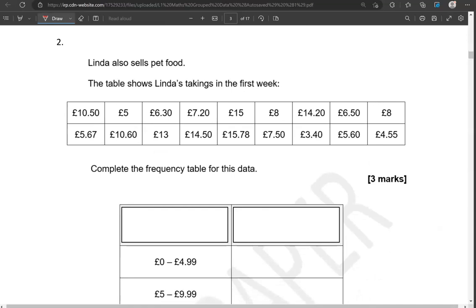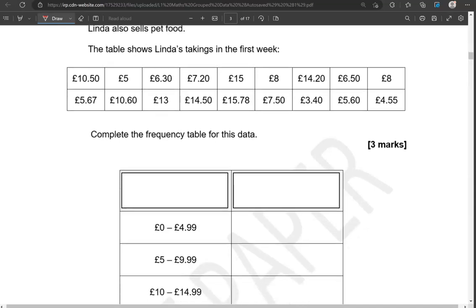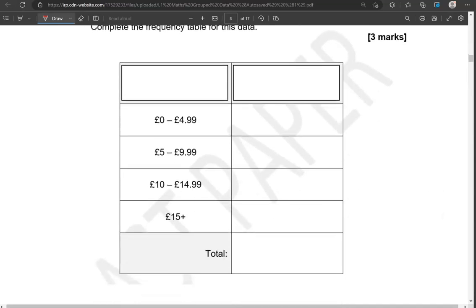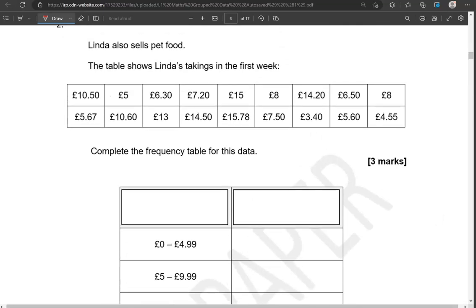Linda also sells pet food. The table shows Linda's takings in the first week. Complete the frequency table for this data. So we've got the headings missing. We're talking about takings, and of course here we've got frequency.